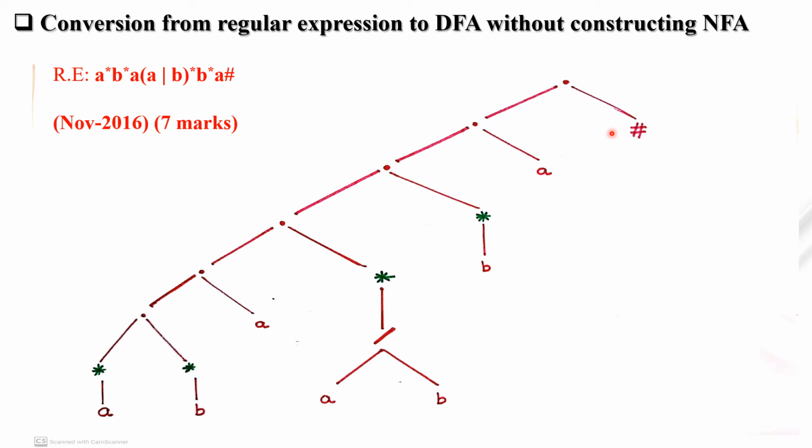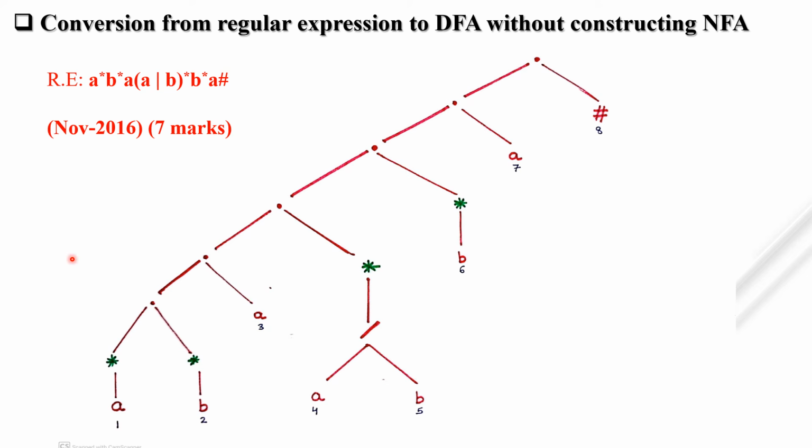Okay, so what is our next step? Next step is to put the numbers, like here 1 2 3 4 5 6 7 and 8. So this is the answer. Okay, it is very simple to find the first position and last position of an operand. Here, what is the first position of A? 1. Last position of A is also 1. First position of B is 2. Last position of B is 2. Here 3 3, 4 4, 5 5, 6 6, 7 7 and 8 8. It is very simple.